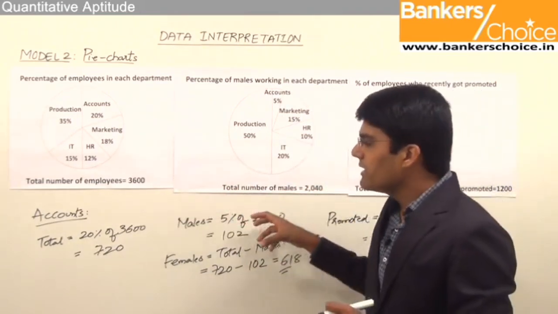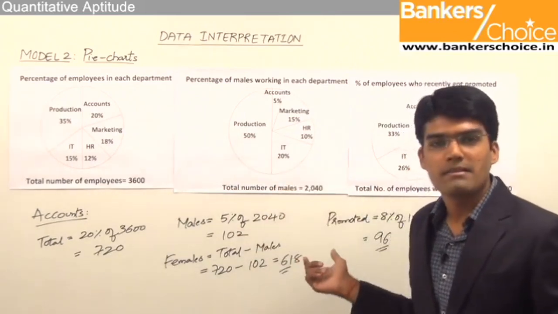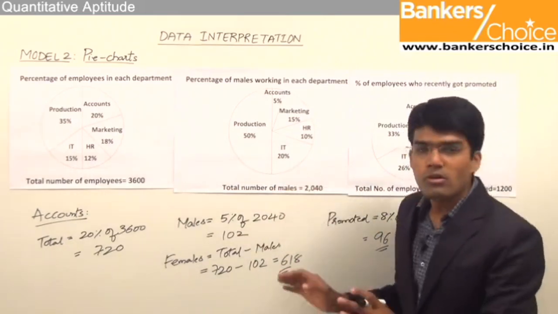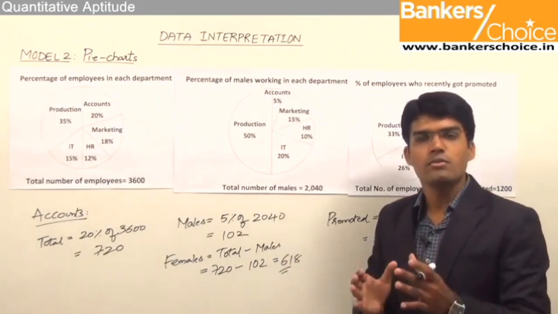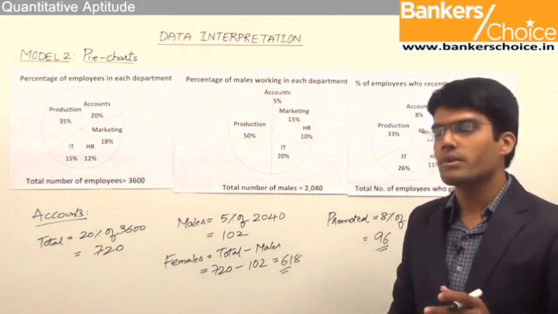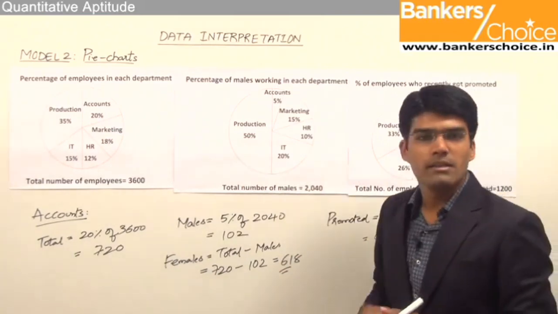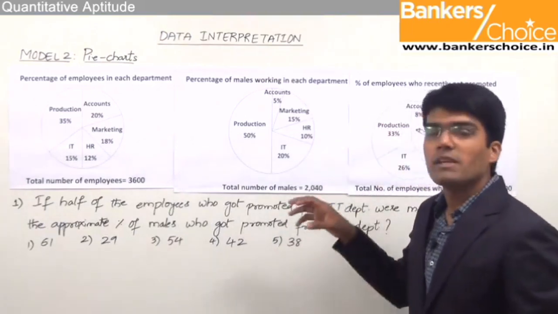Like whatever we have done here for the accounts department, same thing can also be done for various other departments. But there is no point in finding out all the values in the beginning itself without reading the given questions. What we need to do here is read the questions one by one, and whatever is required as per the given question, that can be calculated from any of these three pie charts. Let us now look at the various questions that have been asked for the given pie charts.